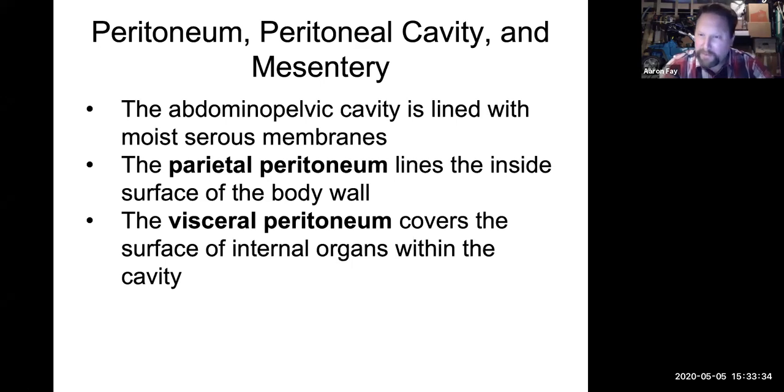So if you remember, all the spaces of the body are going to be lined with serous membranes. Abdominal pelvic cavity is no exception. Here, the serous membrane is called the peritoneum. The peritoneum, like all serous membranes, has two layers. It has a parietal layer, which is in contact with the body wall, and it has a visceral layer, which will be in contact with the various organs.